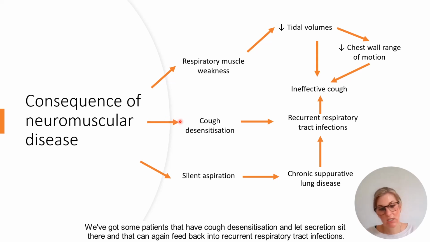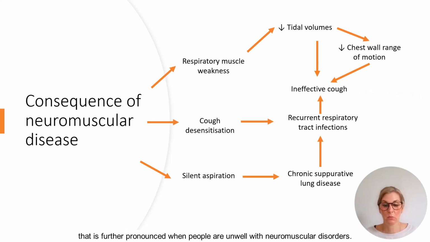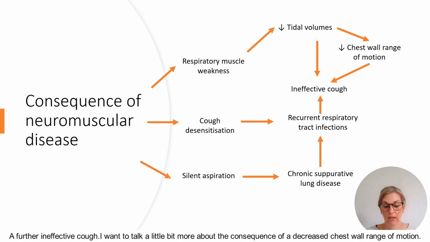We've got some patients that have cough desensitization and let secretions sit there, and that can again feed back into recurrent respiratory tract infections. And there are some individuals that will have silent aspiration, and this can feed into chronic suppurative lung disease and respiratory tract infections. Further, due to the respiratory muscle weakness that is further pronounced when people are unwell with neuromuscular disorders, there is a further ineffective cough.